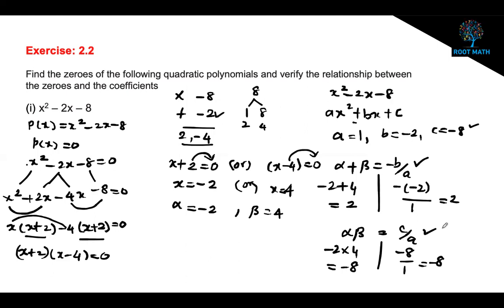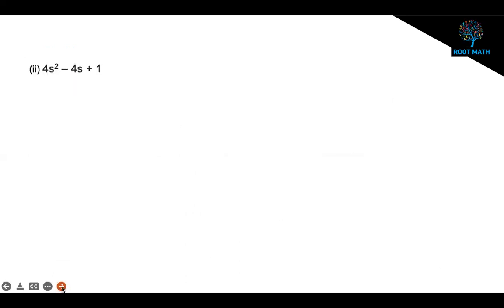This is the way you want to do this problem. So first you want to factorize the given expression and find the zeros, and then check each relation, like alpha plus beta is minus b by a and alpha beta is equal to c by a. Next question, 4s squared minus 4s plus 1. Write p of s is equal to 4s squared minus 4s plus 1.